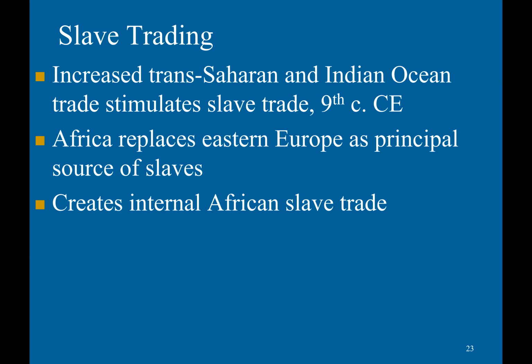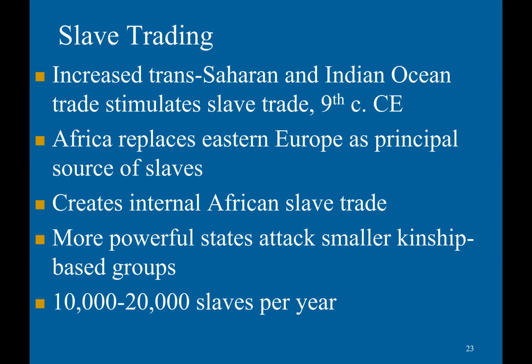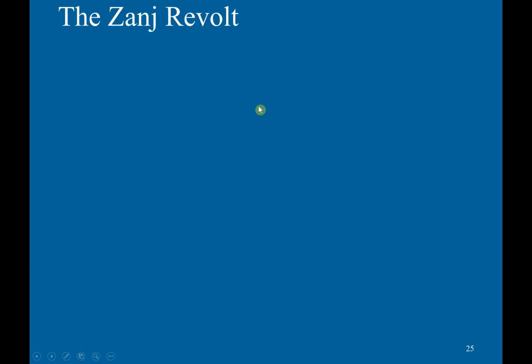This helps stimulate the creation of an internal African slave trade, with more powerful states attacking smaller kinship-based groups. The trade eventually would include 10,000 to 20,000 slaves per year. And this is a picture of an Arabian slave trader and his slaves.